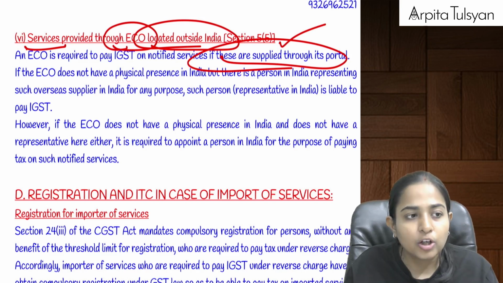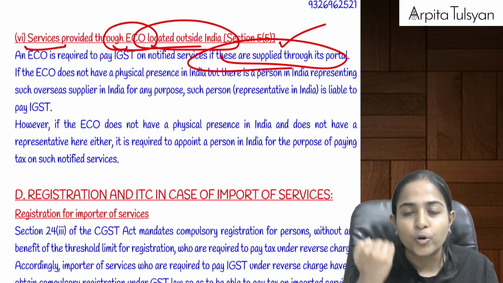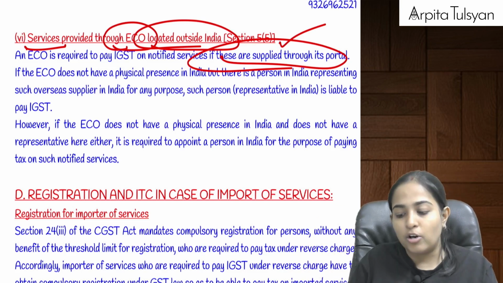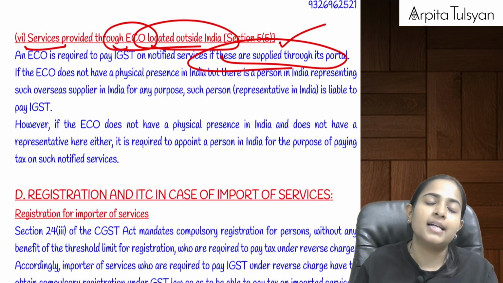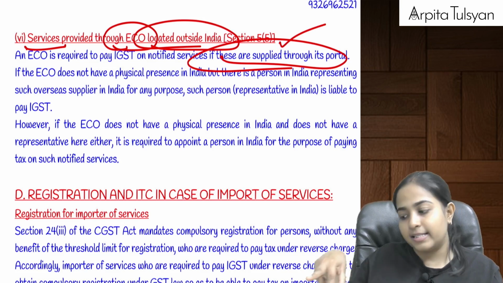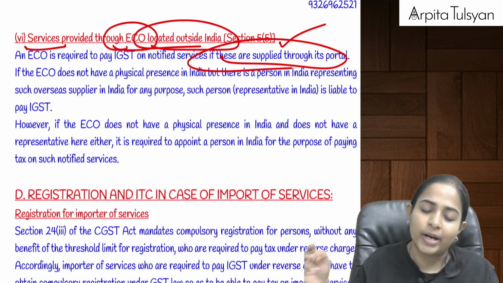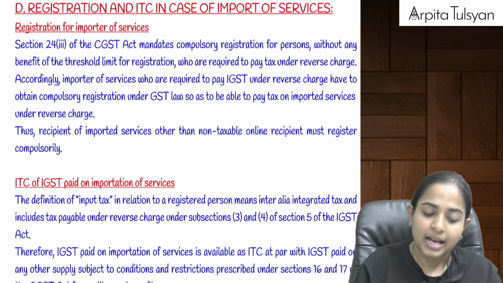So again, to conclude, if there is any import of services happening here in India through an e-commerce operator who is located outside India, then the liability to pay tax is going to be on that e-commerce operator, and the e-commerce operator is required to get himself registered here in India either by itself or through an AR or through any other person, and that person will have to pay the taxes here in India. Are you clear till here?